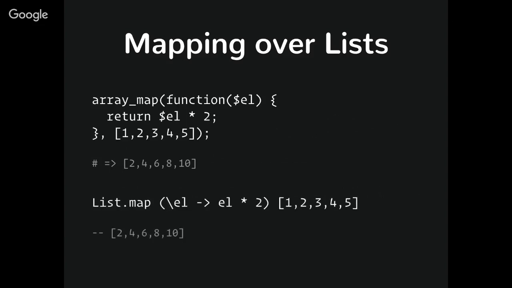In Elm, it would just look like this. You would say List.map, and just for clarification there, List is not a class. It's not an object. It's just a module, and you would access a function inside of that module by the dot syntax. So we're saying map over the list 1, 2, 3, 4, 5 with this anonymous function. And in Elm, you declare the start of an anonymous function with the backslash there.